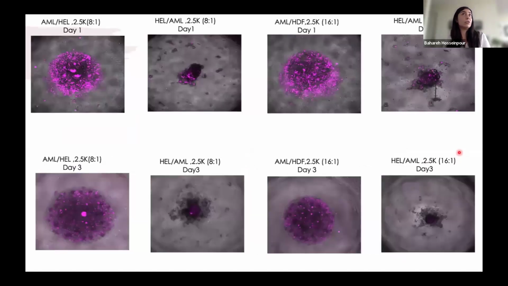But once we go through the co-culture system, it's kind of interesting. You can see that once the majority of the cells is AML versus fibroblasts, we can see some clusters of the AMLs, even if we go to the low number of the cells. But once the majority of the cells is fibroblasts versus AML, we could get the spheroid at the bottom of the plate.